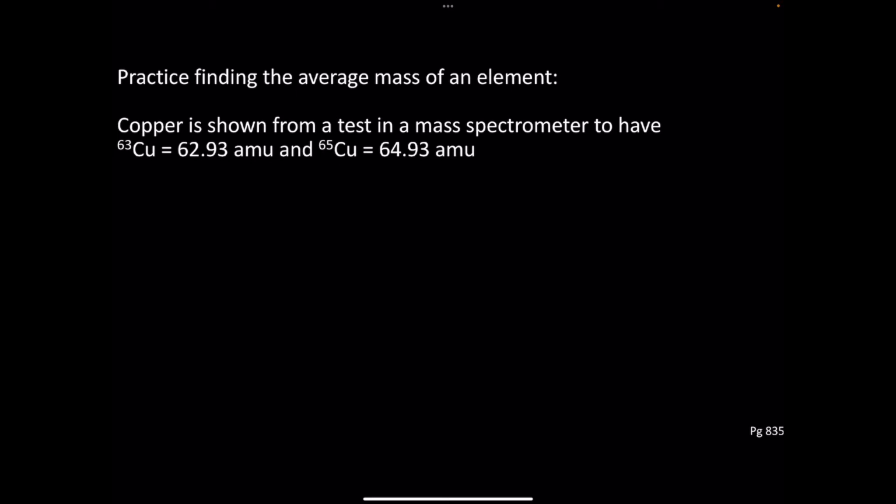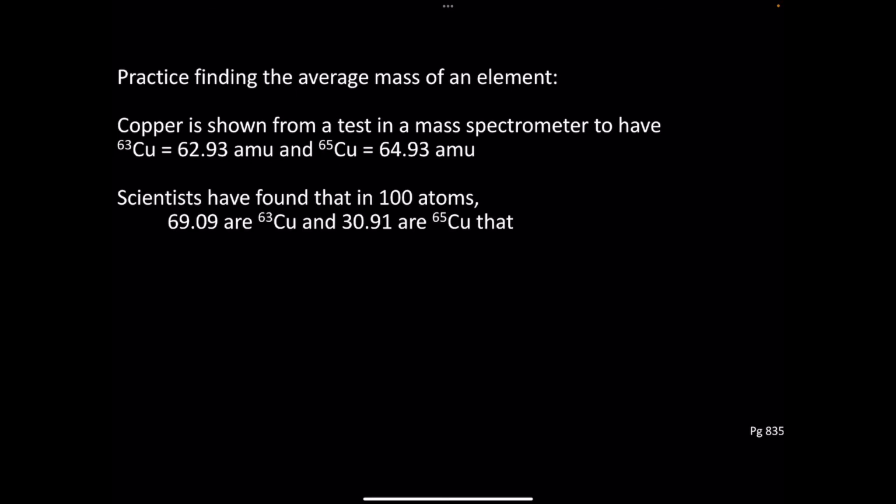So here is a little option that you could have for the practice of finding an average mass of an element. Copper, for example, is shown from a test in a mass spectrometer to have a copper-63 isotope with 62.93 atomic mass units, and copper-65 is having an atomic mass of 64.93 atomic mass units. Scientists have found that in 100 atoms, 69.09 of them are copper-63 and 30.91 of them are copper-65. So the question is, what is the mass of 100 copper atoms?